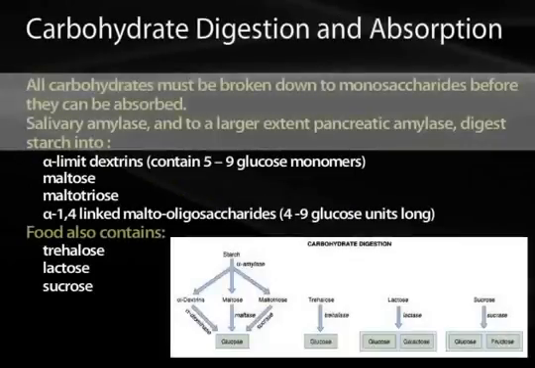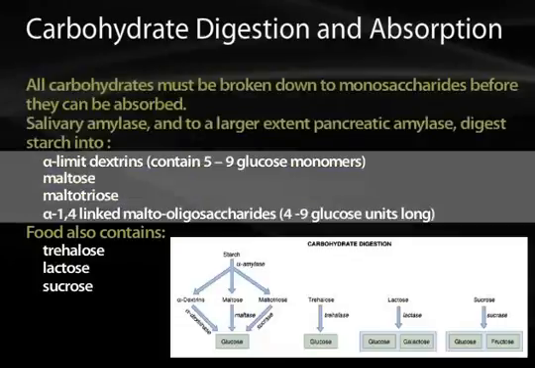All carbohydrates need to be broken down to monosaccharides before they can be absorbed. Salivary amylase, or ptyalin, and to a larger extent pancreatic amylase digests starch into alpha-limit dextrins, which contain 5 to 9 glucose monomers, maltose, maltotriose, and alpha-1,4-linked malto-oligosaccharides, which have between 4 and 9 glucose units. Food also contains trehalose, lactose, and sucrose.